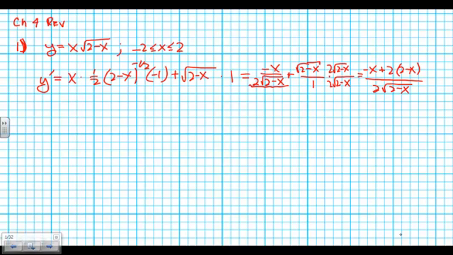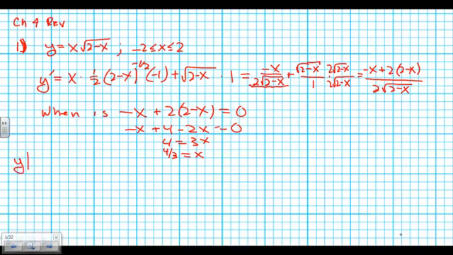Let's try to figure out when the top is equal to 0. When is negative x plus 2 times the quantity 2 minus x equal to 0? That's negative x plus 4 minus 2x is equal to 0. That looks like 4 is equal to 3x, or x is equal to 4/3. Is 4/3 in our interval?